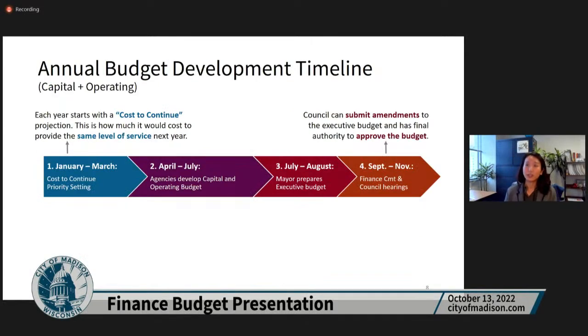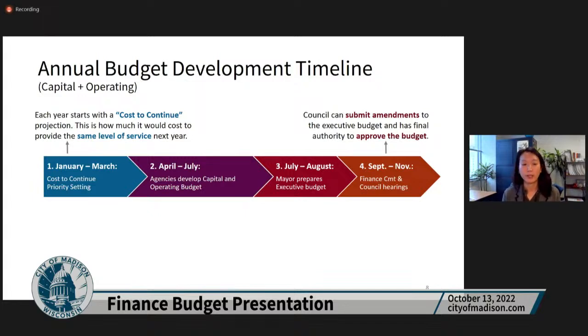In terms of the annual budget development timeline, it really is almost a year-long process to develop the budget. Each year, we start with what we call a cost to continue projection, which is how much would it cost to provide the same level of services this year as next year? So the budget team works with city agencies to figure out what services are continuing and what those projected costs would be. Then starting in the late spring, we engage agencies to develop their own budget requests.